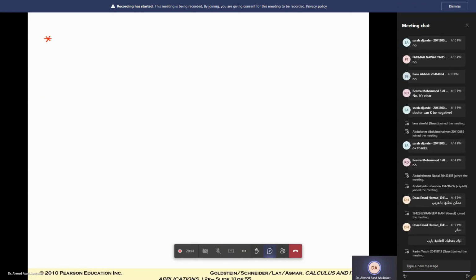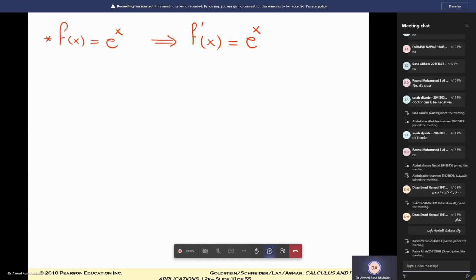If we need the derivative of f of x equal e to the power x, the first derivative of f is the same: the derivative of e to the power x equals e to the power x. This is in case the base equals e and the coefficient of x equals 1.